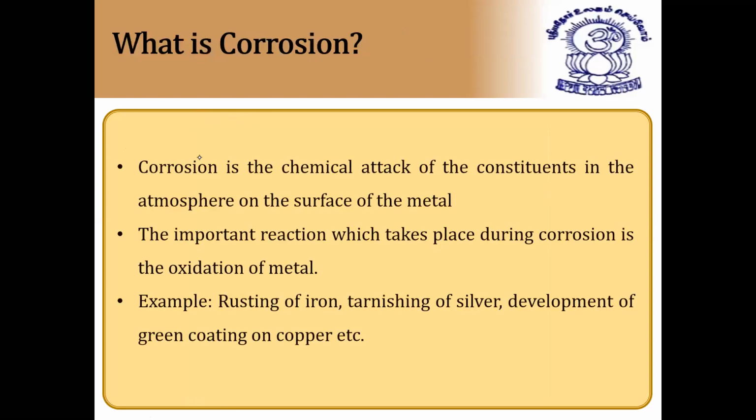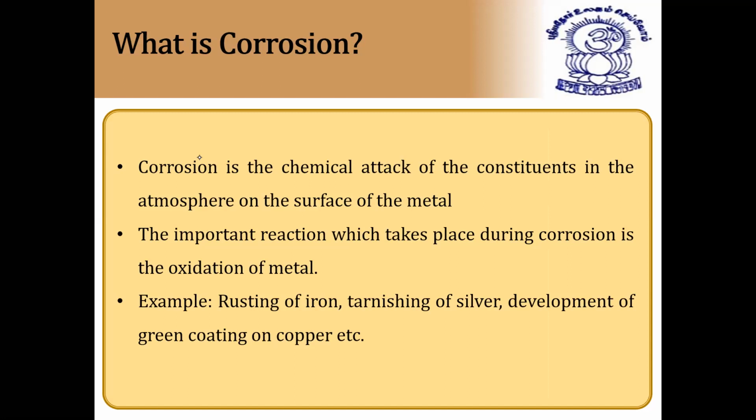Next, what is corrosion? It is very, very important. It is just like rusting. It is a chemical attack of the constituents in the atmosphere on the surface of metal. Usually, you can see corrosion in iron objects. Even the Taj Mahal building also gets corroded. So that is nothing but this topic.